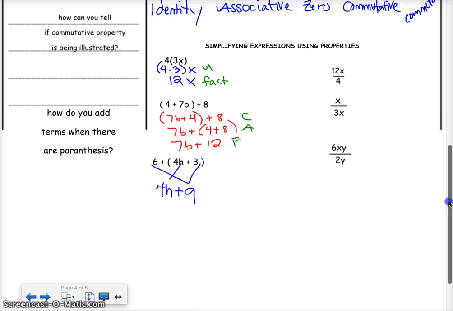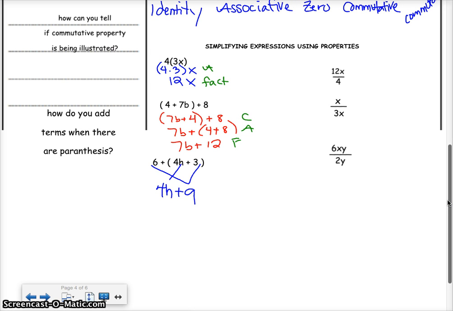Alrighty. And then the next ones are just fraction ones. 12x over 4 is really 12 over 4 times x, which is 3x. Okay? That's just me regrouping. x over 3x, you can cancel that out, 1/3. Remember, you got to make that 1 come out if it's on the top. And then the next one, 6xy over 2y. 6 over 2 would be 3. Cancel out your y's, it would be 3x.